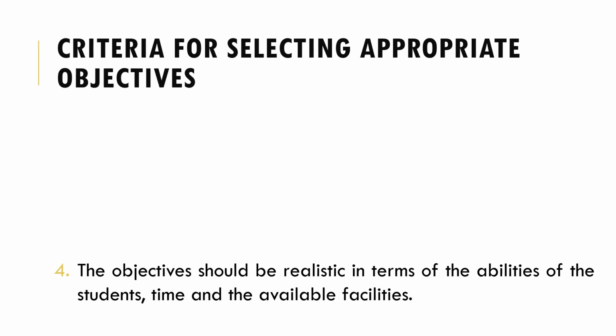We don't create objectives that are beyond the abilities of the students. For example, if the students are in grade 1 and your objective is to calculate or to simplify the equation, for example, to simplify trigonometric functions. Grade 1, no? The students will be confused, no? That is why we have to level the objectives to the abilities of the students.